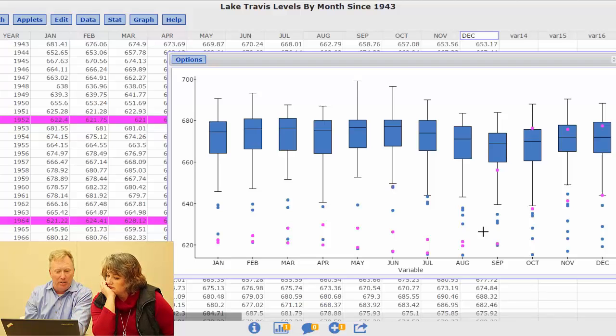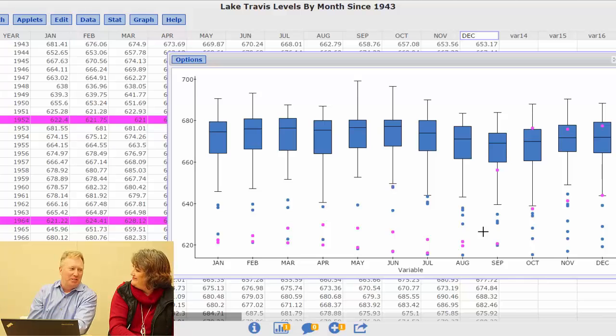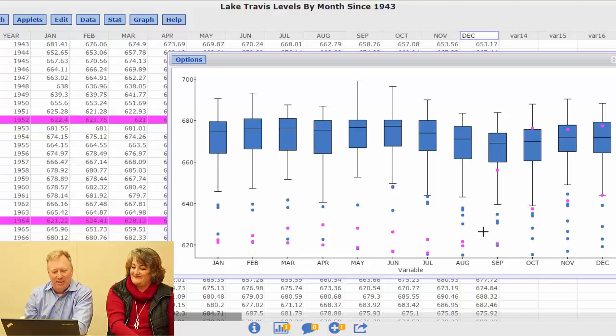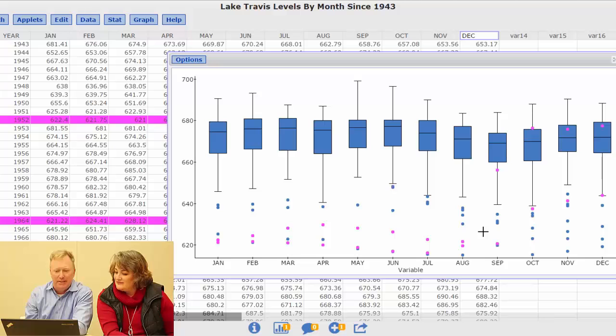Yeah, the water's cold in March. So yeah, that's true. If you factor in the temperature as well as the level, there you go. Then I would suggest May and June as being some of your best months.